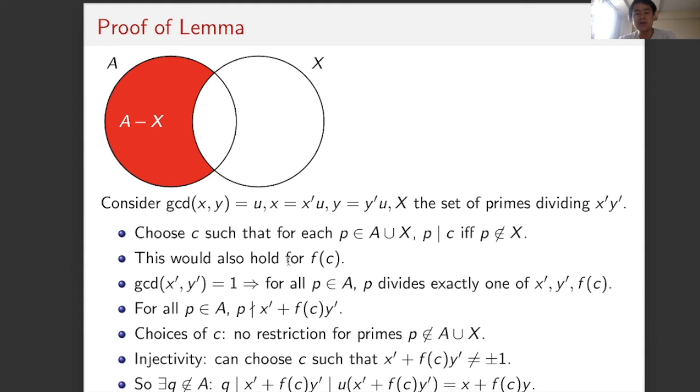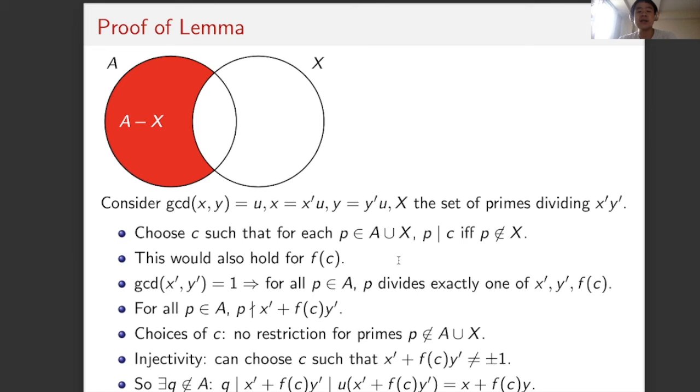So in particular, for each p in A union X, we choose p such that p divides C if and only if p is not in X. Notice that I did not say anything about the primes that are outside A union X, which means that those primes are kind of free. We can basically do whatever we want. Yeah, we will use this fact later.